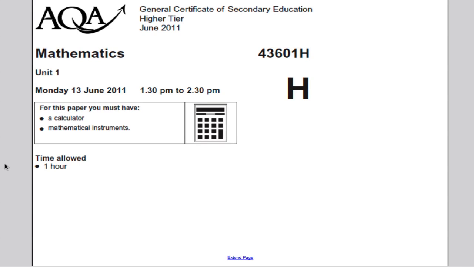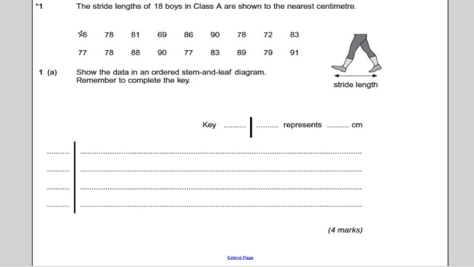Hi there. In this video we're going to look at AQA's Mathematics Unit 1 for June 2011, and this is the higher paper. Okay, question 1. It says the stride lengths of 18 boys in Class A are shown to the nearest centimetre, and here is the data here. We're asked to show this data in an ordered stem and leaf diagram, and we're told to remember to complete the key.